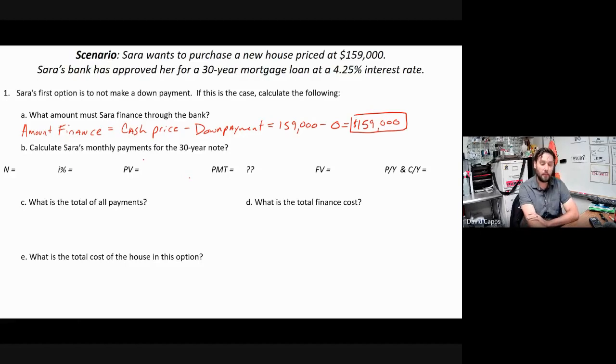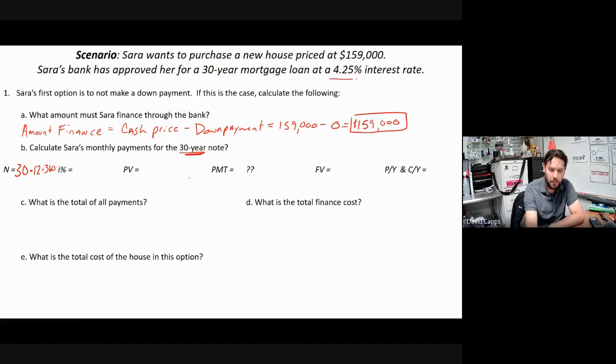Let's calculate Sarah's monthly payment for her 30-year note. She's trying to budget herself. Well, if I buy this house for $159,000, how much will my monthly payment be? Will I be able to afford the monthly payments here? So she's going to do a 30-year note. So for capital N, we'll do 30 times 12, which gives you 360 payments, 360 months she's going to finance this for.